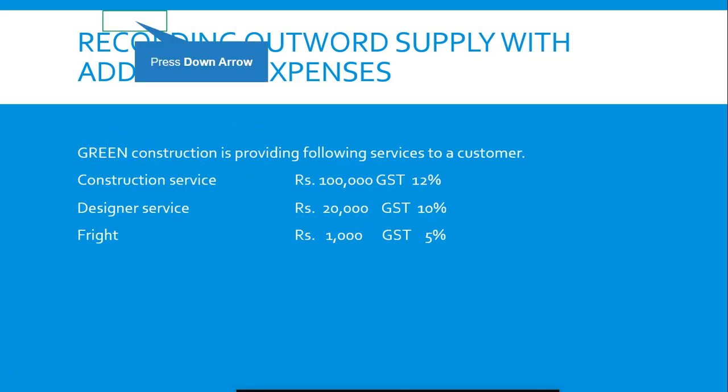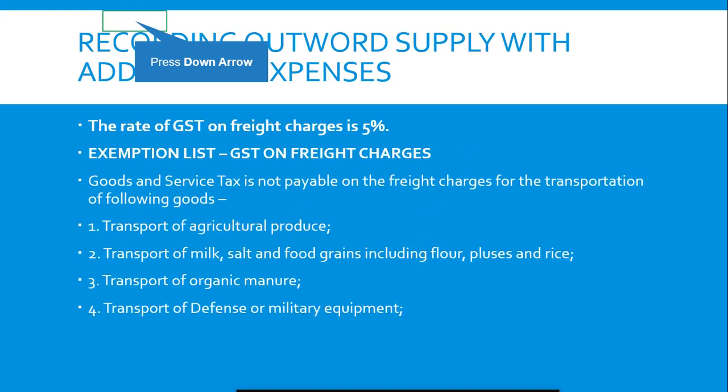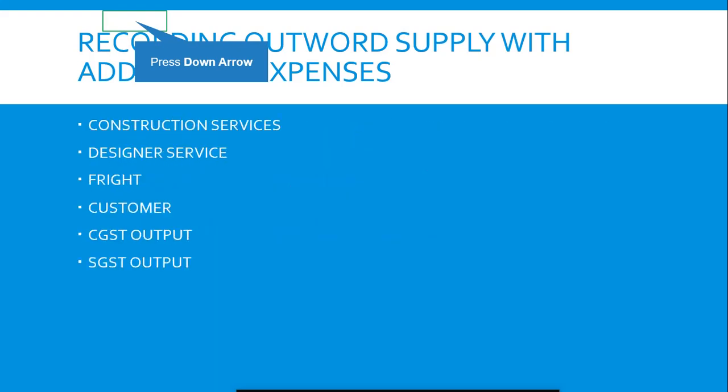So in our example, let us say the freight charges are only 1000, so it should be exempted for us. Although 5% GST is applicable on this transaction, it should not show under tax liability. That is what we are going to do today. When we post this in Tally, you will understand. So today's example: construction charges of 1 lakh at 12%, designer at 20,000 and 10%. Let us move to the actual work.